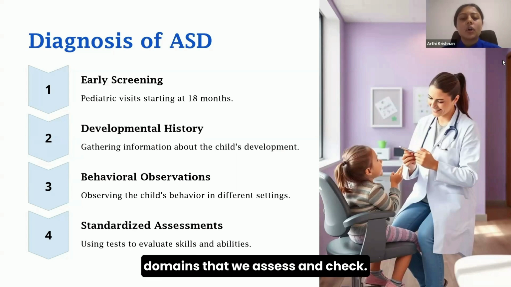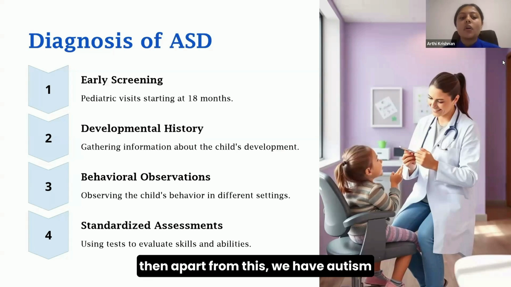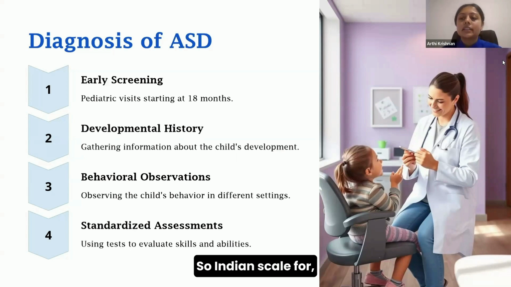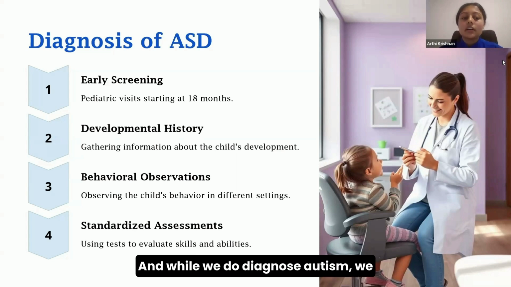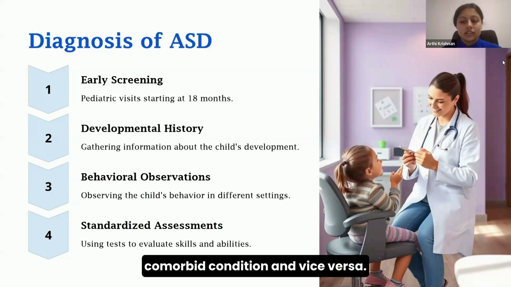So, these are various domains that we assess and check if these behaviors exist. Then, apart from this, we have autism specific assessments as well. So, we have the ISAA, the Indian Scale for Assessment of Autism. Then we have CARS for high functioning children. We do this, and while we diagnose autism, we also check other comorbid conditions. So it's not autism alone, we also check if there are other features like ADHD, because comorbidity is likely to be there, not always, but in many cases we've seen that children with autism also show other comorbid conditions and vice versa.